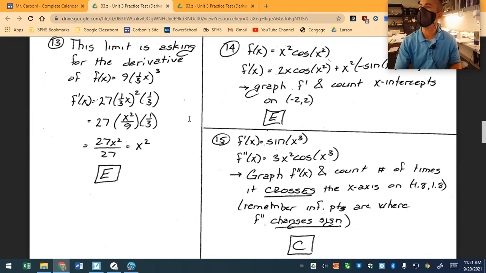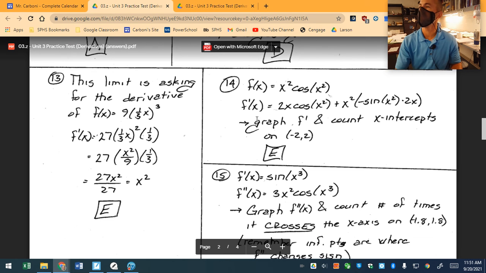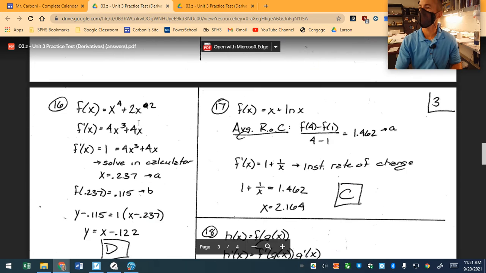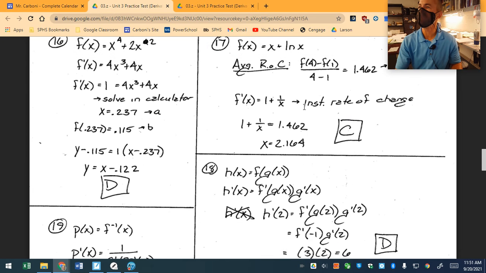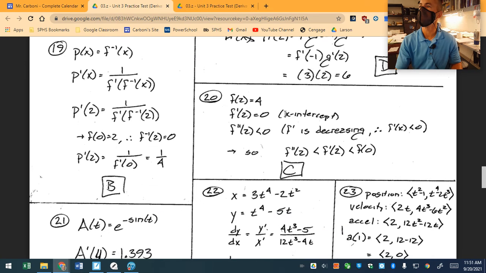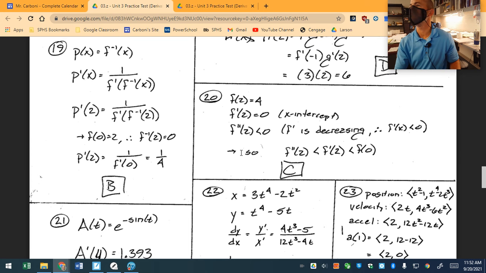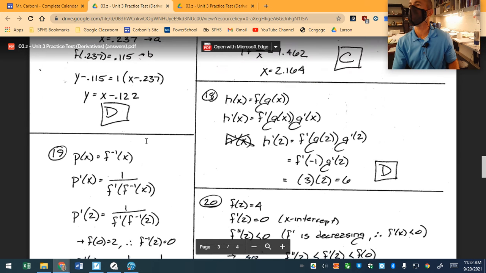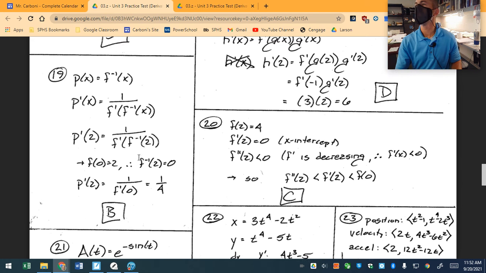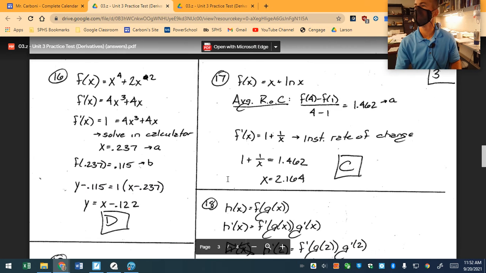13 is E. What else? 14 is E. 16 is D. 18 is D. 19 is C. 19 C. Oh, wait, I'm sorry. That was 20. It was under 18. Where's 19? My bad. 19 is B. 19 is B. I'm sorry. 16 is D.